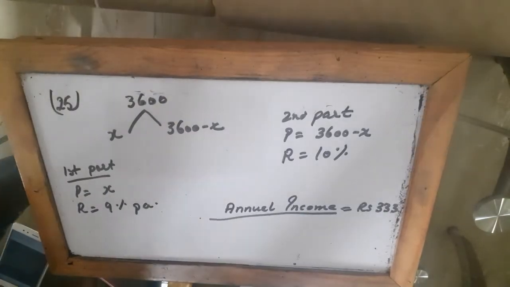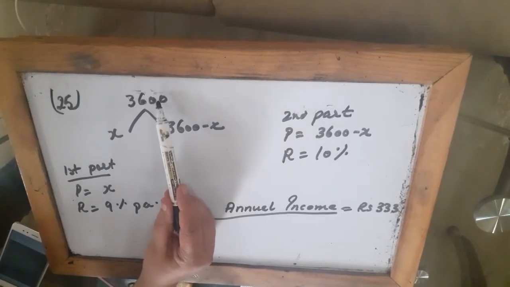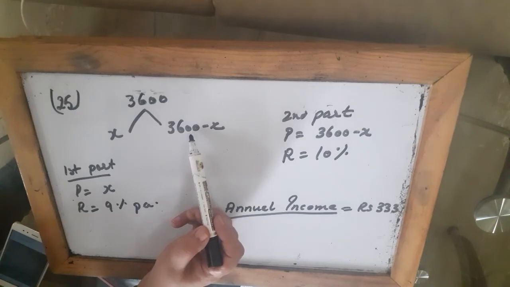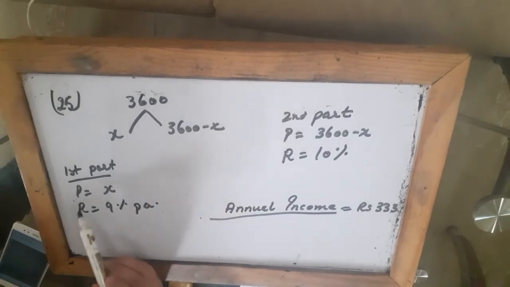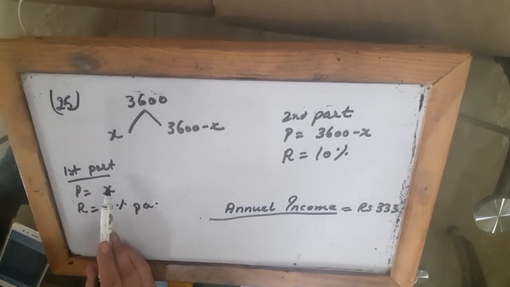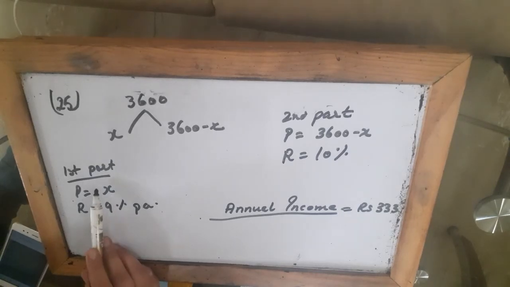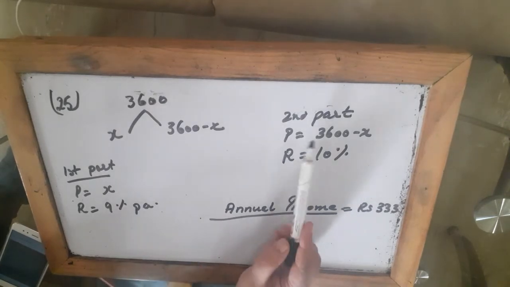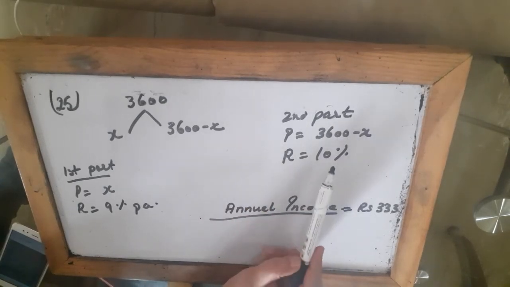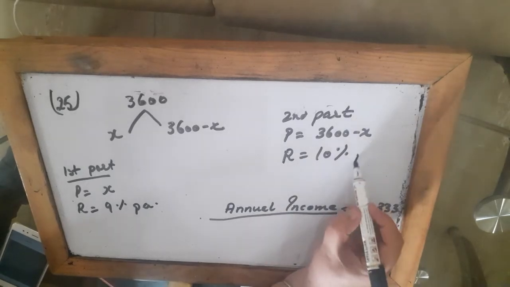Now I come to the 25th question. In this they say divide rupees 3600 in two parts. So one part will be x and the other part will be 3600 minus x. For the first part, the principal is x, the sum of money I have taken is x. If one part is lent at the rate of 9%, and the other, the second part, the principal is 3600 minus x, at 10% per annum.